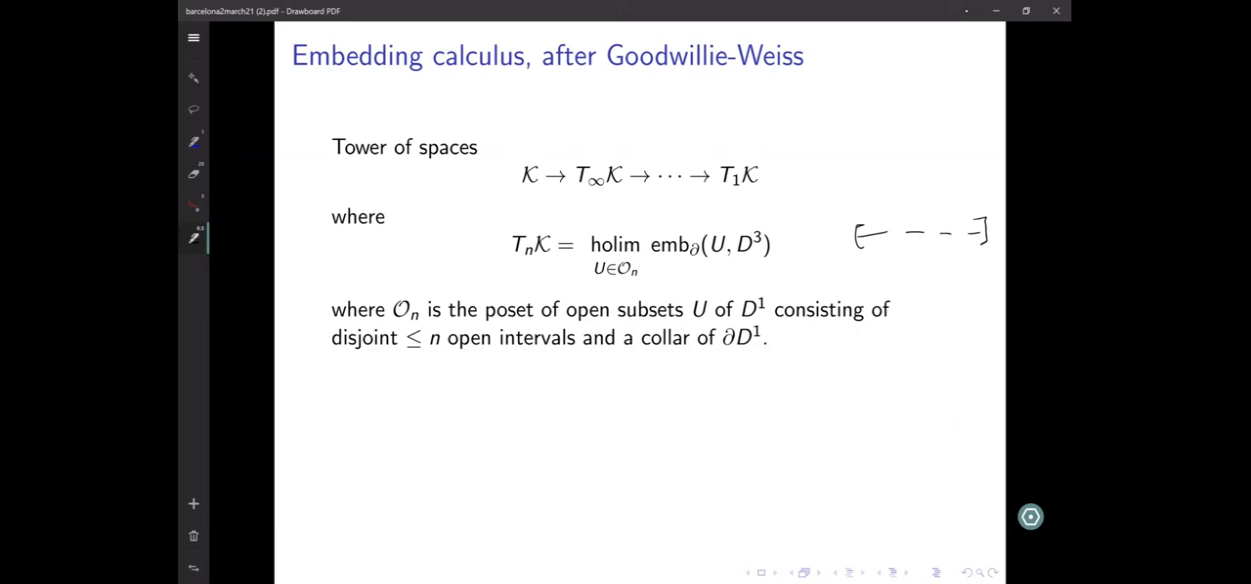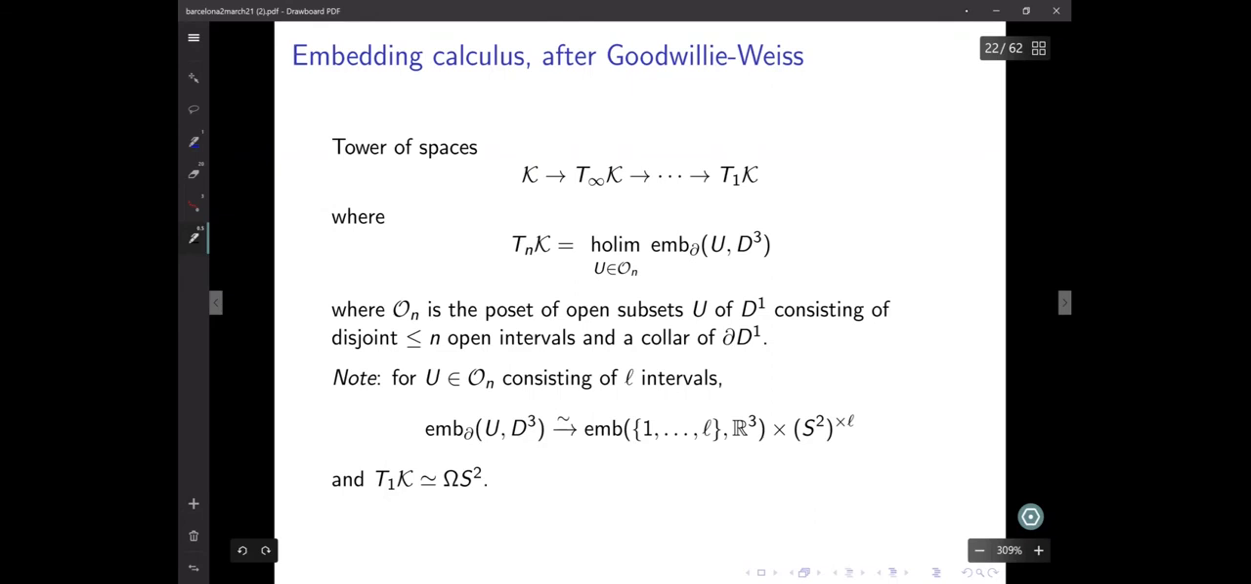Maybe I should say, before I go on, if you take a knot and you take one such open set U, you can just evaluate your knot on this open subset. Of course, this will be functorial with respect to inclusions because it's just evaluation. So this is how this diagram comes about. You take a knot and then you evaluate the knot on all these little open subsets of the interval. Then you take the limit, or rather the homotopy limit, and that's what the space is. So it approximates the knot on very small thickenings of points in the interval, up to n points.